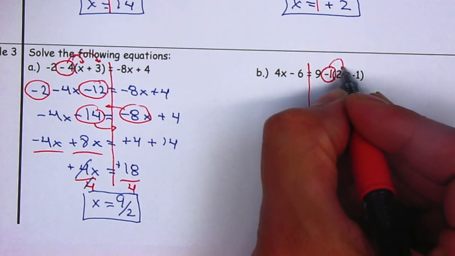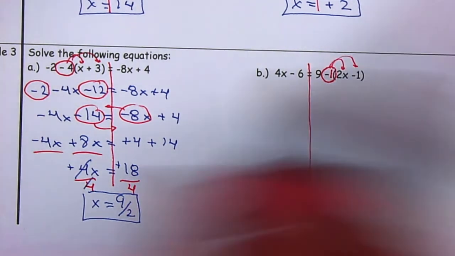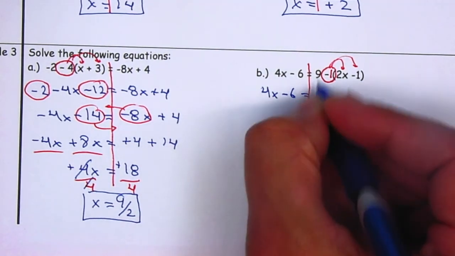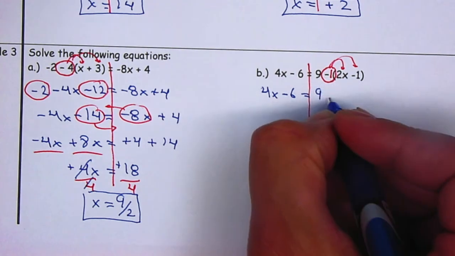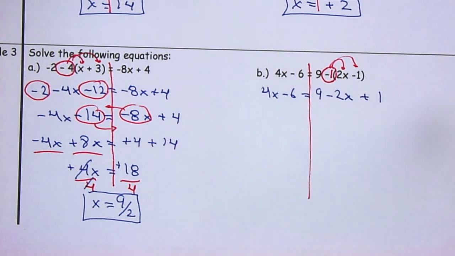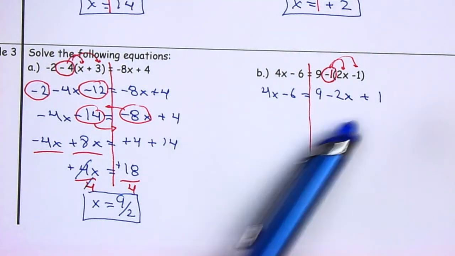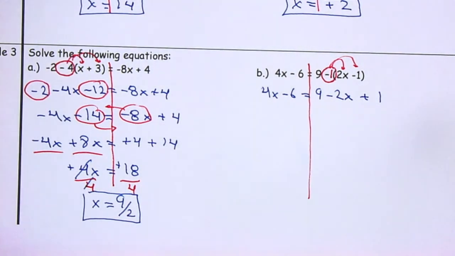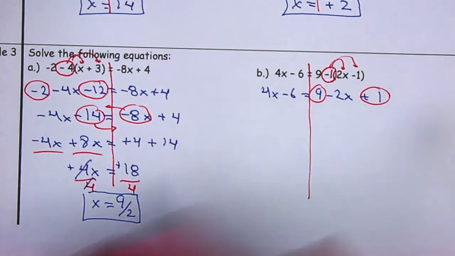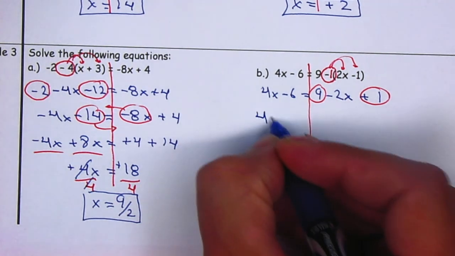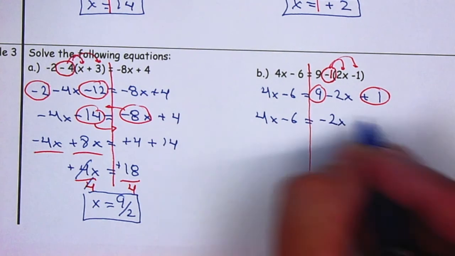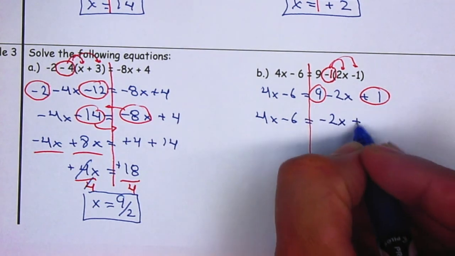Negative 1 times 2x and negative 1 times negative 1. So the 4x comes down, the negative 6, that equals, the 9 comes down, negative 1 times 2x is negative 2x, negative 1 times negative 1 will be positive 1. Now, before we move things left and right, we want to combine our like terms. Nothing to combine on the left. On the right, I'm going to combine the numbers. So we have 4x minus 6 is equal to, I'm going to write down the x first, and then the numbers. So 9 plus 1 will give us a positive 10.